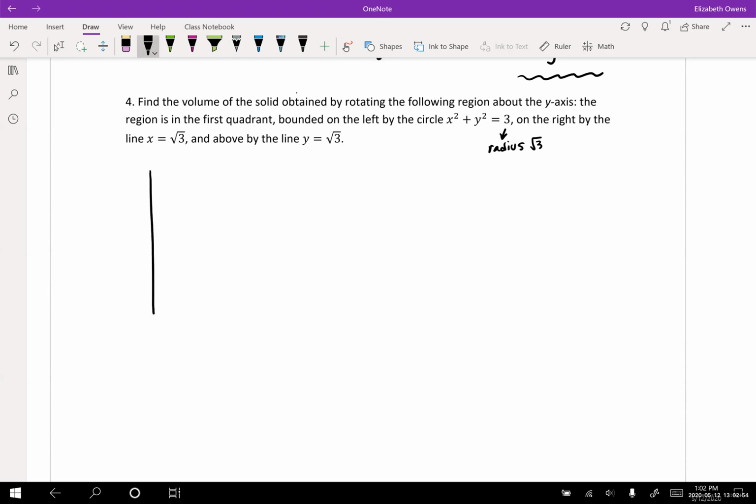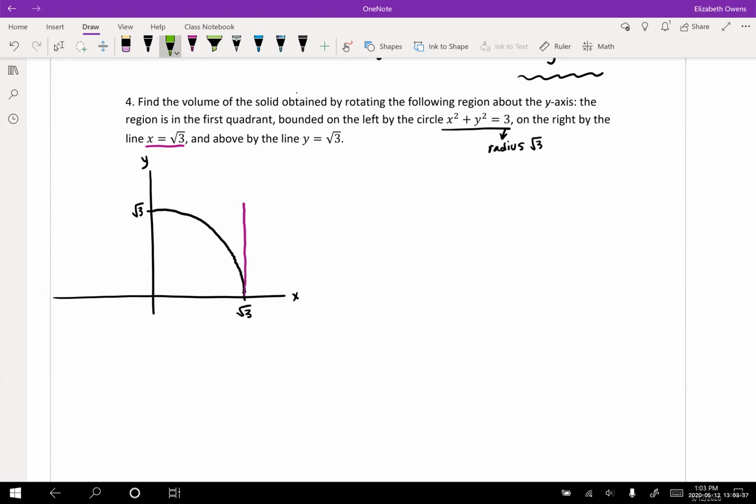Let me make my first quadrant here. X, y. Our circle has a radius of root 3. Root 3, root 3, and I'm going to try and make a circular shape between those, or at least a quarter of a circle since we're just looking at the first quadrant. A circular curve like so. And then our region is bounded on the right by the line x equals square root of 3. How convenient. That is right here.